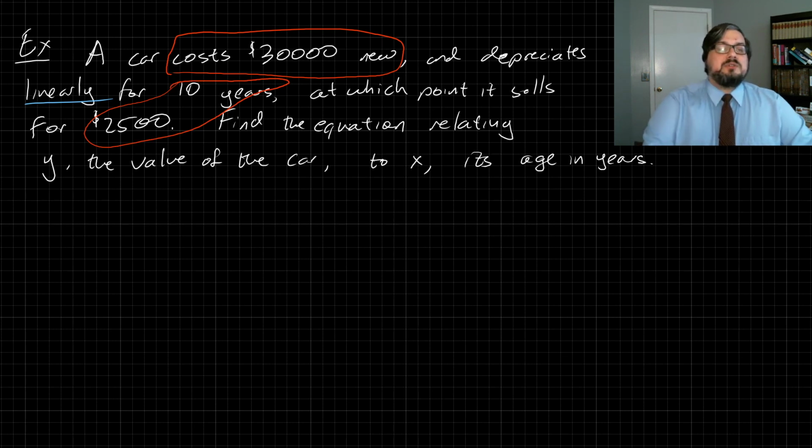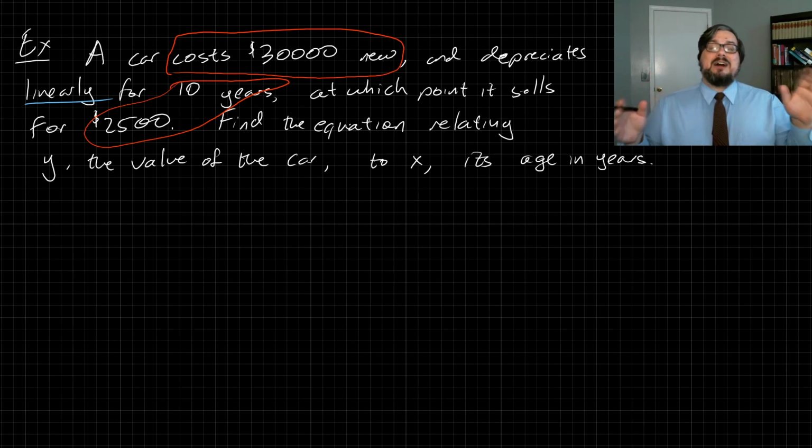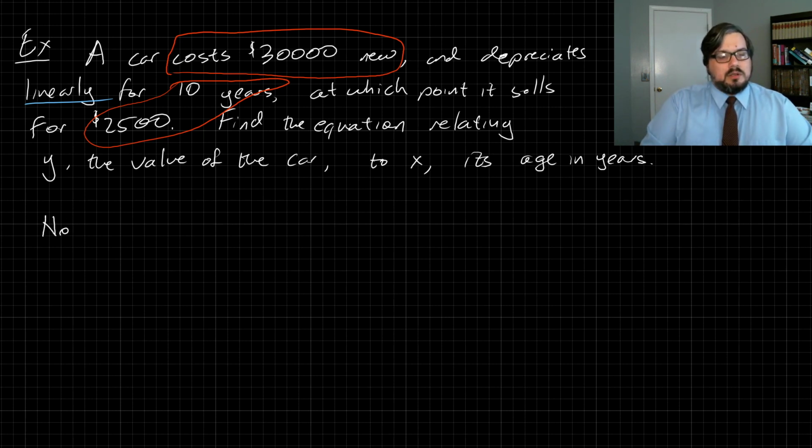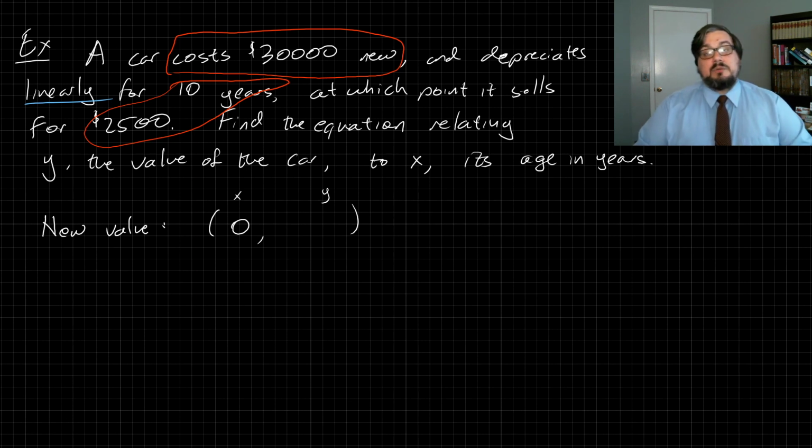So what we want to do is to represent those 2 points on the graph of the value of this car in points, and then find the equation of the line that contains those 2 points. So the new value of the car. When the car is new, it is 0 years old. So when the car is new, when x is 0, the y value is $30,000.